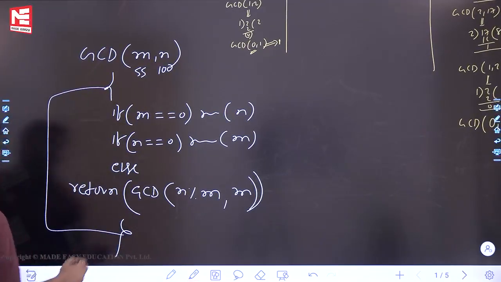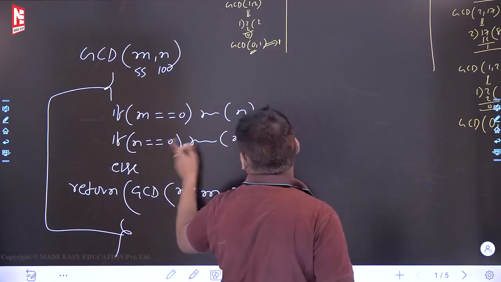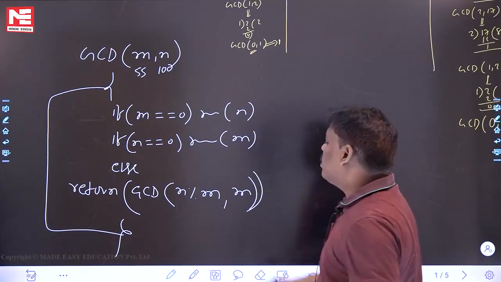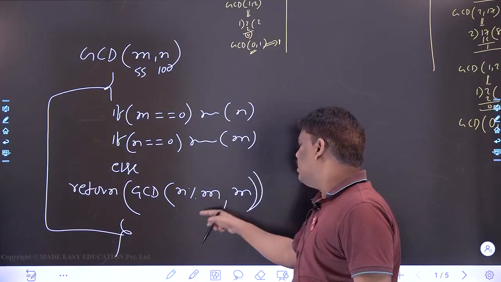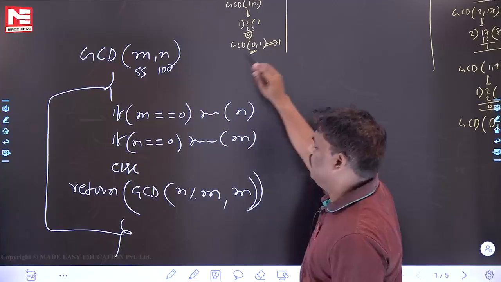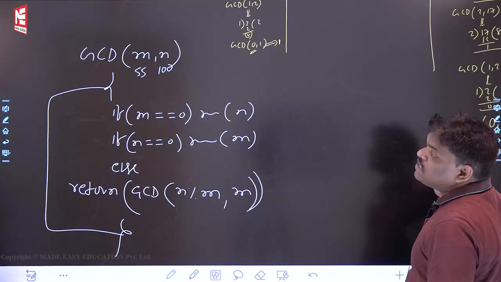Same thing. If you are okay with the examples, then you are okay with the program also. If m is 0, return n; if n is 0, return m. If both fail, then come here: GCD of n modulo m, m. What is the meaning of n modulo m? If you divide n by m, whatever remainder is there, and then with that number you divide m. The same story will repeat again and again. Right? Fine. That is the GCD program.